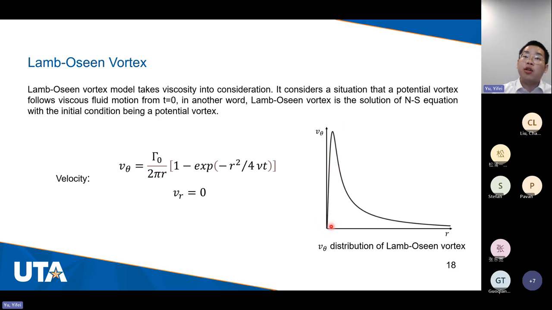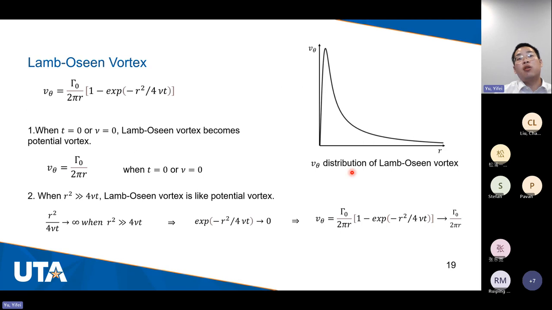In this figure, when r is small, or near the vortex center, the distribution is that of rigid body rotation. So within the center it is something like rigid rotation for the Lamb-Oseen vortex. Some conclusions about the Lamb-Oseen vortex. First, when t is zero or nu is zero, the Lamb-Oseen vortex becomes potential flow. If you plug in t being zero or nu being zero, the velocity distribution becomes the distribution of a potential vortex.